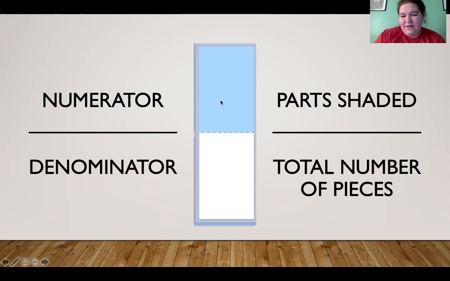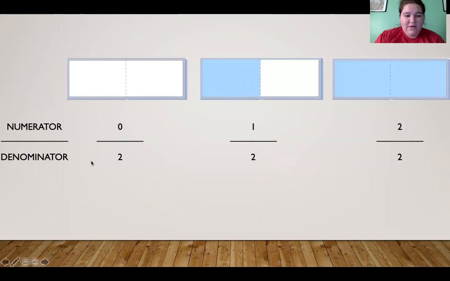So right here we have 2 pieces with one of them shaded. So this fraction would be 1/2. For example, we have 2 pieces with nothing shaded. So the numerator is 0, 0/2, right? Same thing here. You have 2 pieces still, so the denominator is 2, and you have one part shaded, so that's 1/2. Last but not least, there are 2 pieces, and with 2 pieces shaded, so that is 2/2.